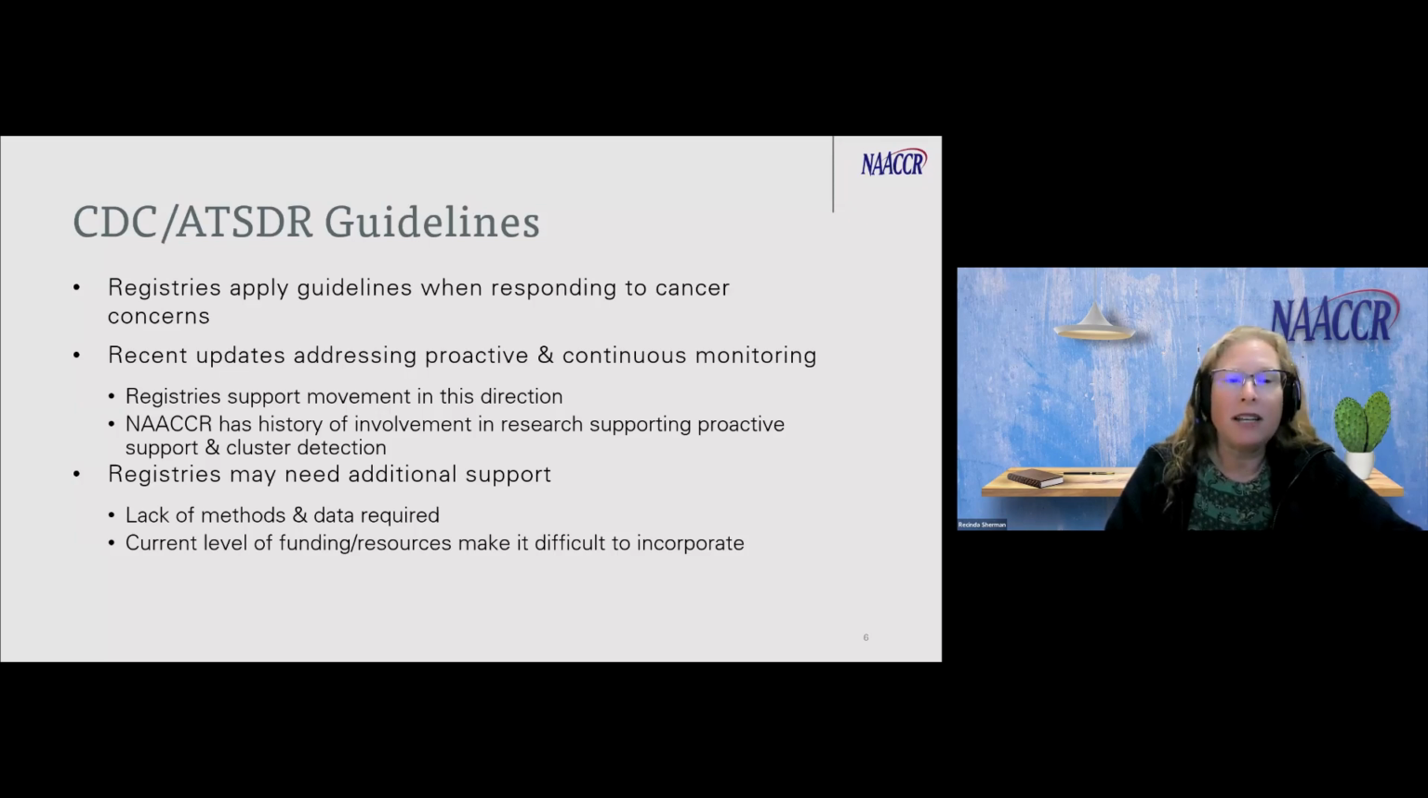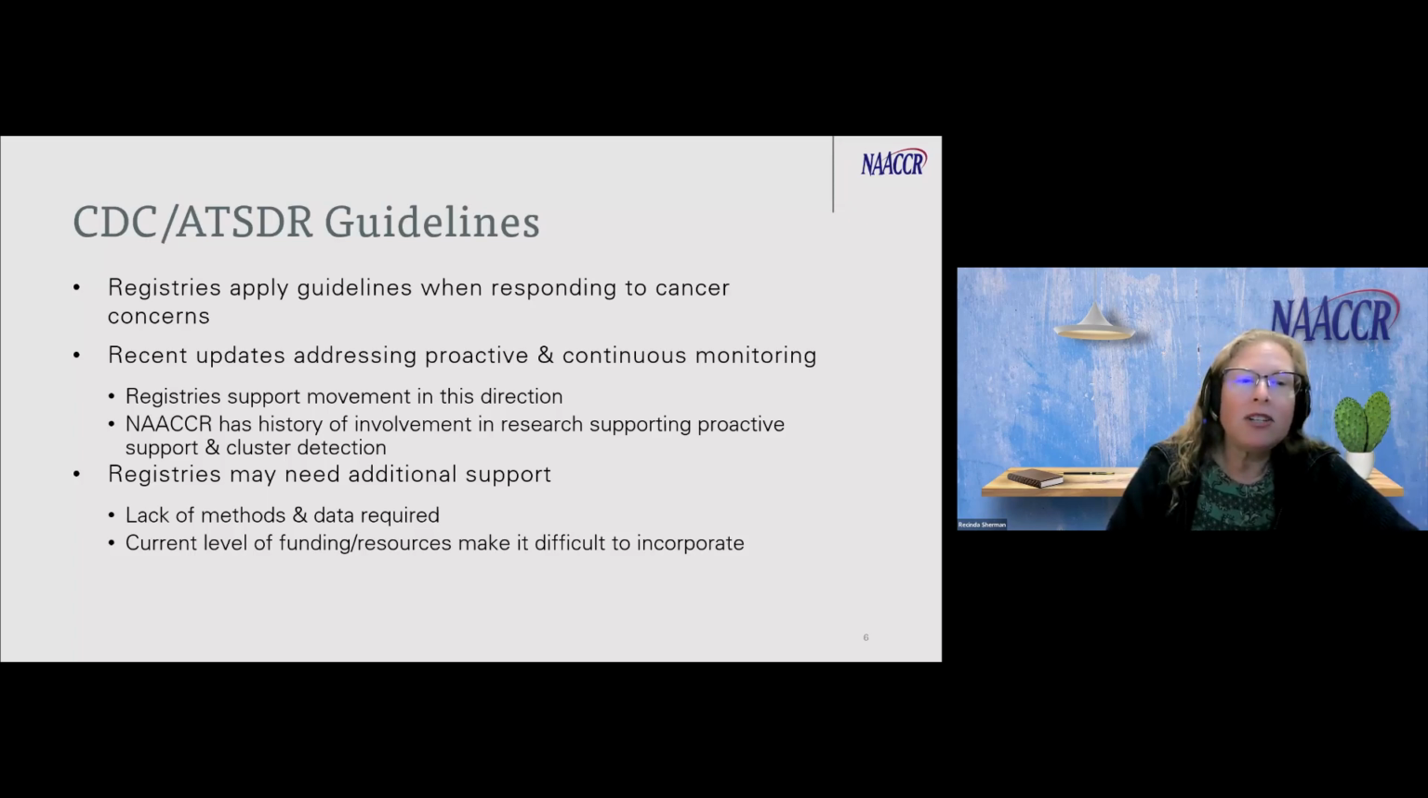So NACER has a long history of supporting cluster detection techniques and using these methodologies to proactively advance our understanding of the local patterns of cancer. But we also understand that there's no one best method to apply, and using different methods can often result in conflicting results. That makes it challenging when you are performing cluster detection and other proactive methodologies. It's hard to understand how to interpret what the results may be.